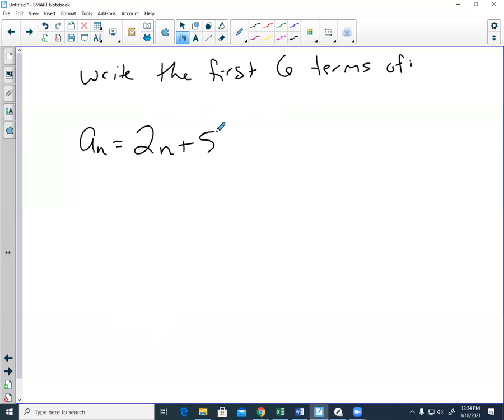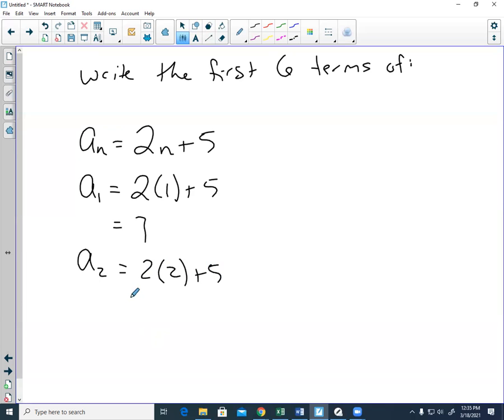So if I'm asking you for the first term, we would plug 1 in. So n equals 1 would give us the first term, n equals 2 would give us the second term, n equals 3 would give us the third term, and so on. So if I wanted to figure this out, I could use this shorthand notation, where I would say the first term, A1, is equal to 2 times 1 plus 5, which is 7. If I ask you to find the second term, A2 is 2 times 2 plus 5. So this would give us 9.